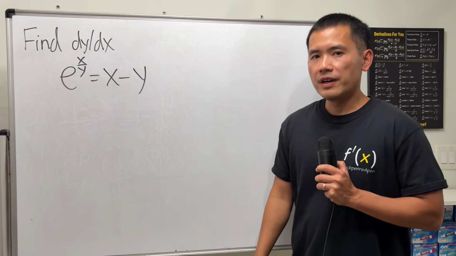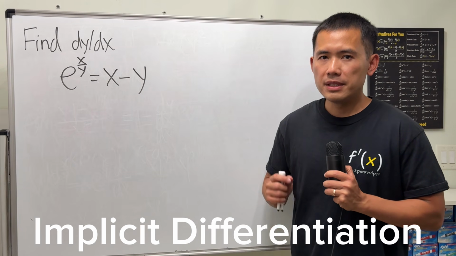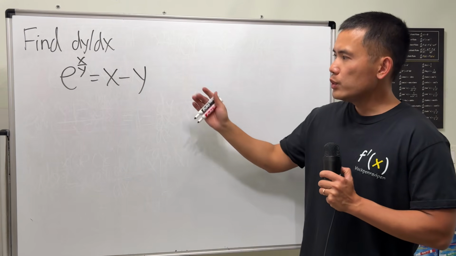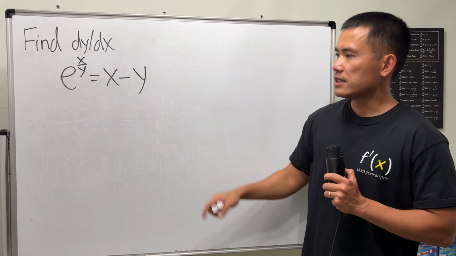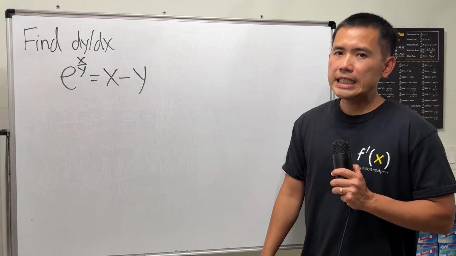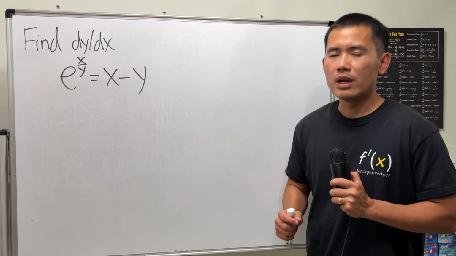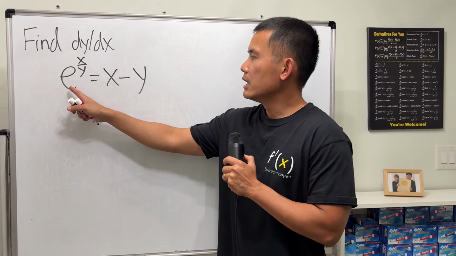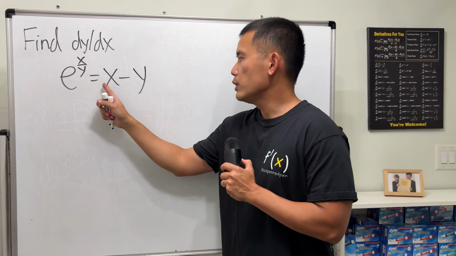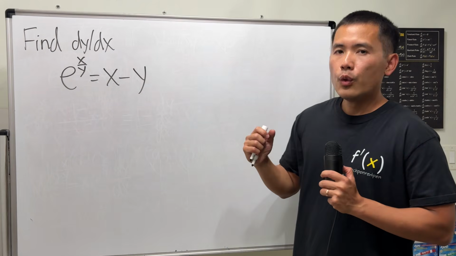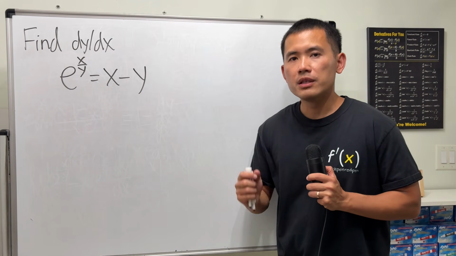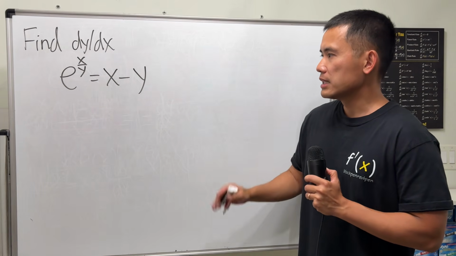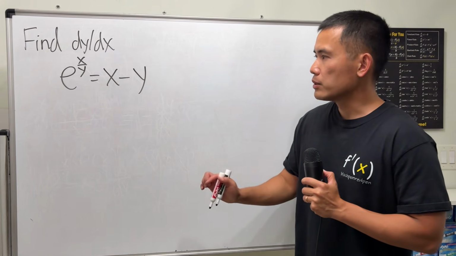Here's an example of finding the derivative by using implicit differentiation and also the quotient rule. I really don't want to do this right here because this example is rather confusing, especially if you are taking calculus 1 for the very first time. So we have the equation e to the x over y is equal to x minus y. We have to do implicit differentiation because it's not possible to isolate y right here, but it's okay.